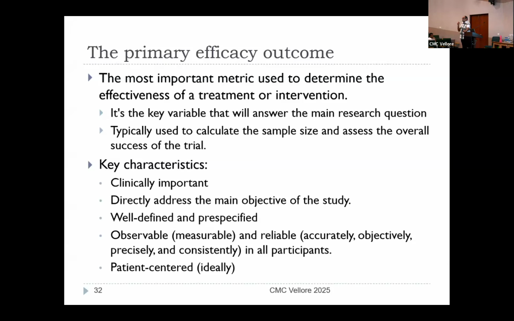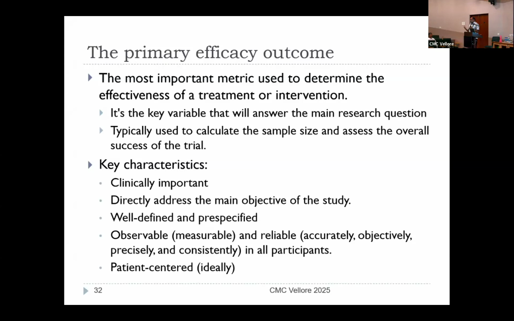But even coronary heart disease death, how do we know? If they died suddenly in the street, do we know that they dropped down? Was it due to a heart attack? Was it due to something else? So you want it to be unambiguously defined. It should be observable, measurable. It should be reliable, so that it can be measured accurately and consistently in everybody.